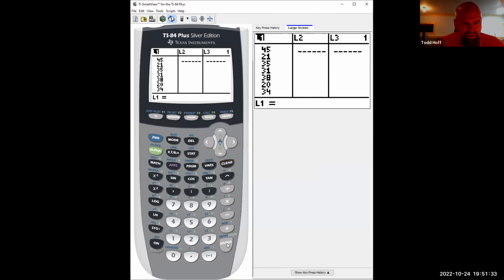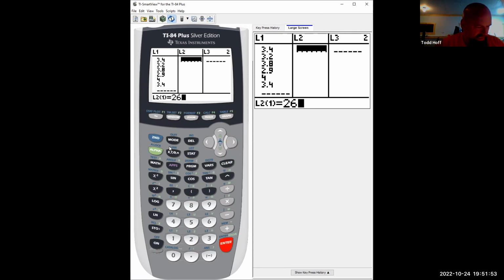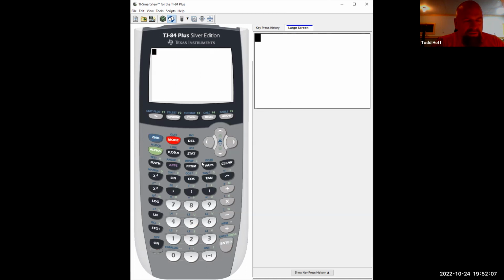I want my X value in L1. In this case, that will be the high school GPA. So 3.4, 3.2, 3.8, 2.9, 4.0, and 3.4 are the high school GPAs. Now we go over to list 2 and we're going to put in the ACT score. So 26, 24, 29, 25, 31, and 27. There's my ACT scores. So I'll do second and quit to get out of here.